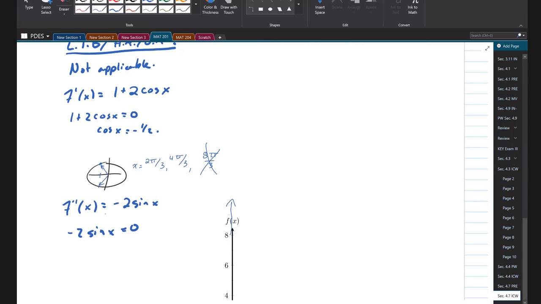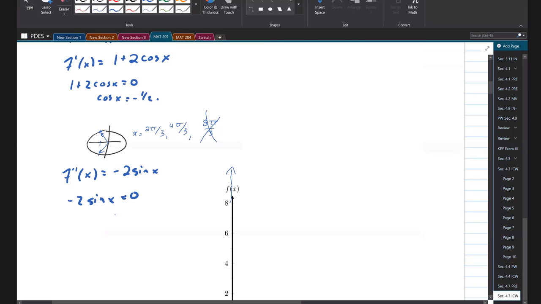So let's see here. Where is the sine of x equal to 0? It's equal to 0 if x is equal to 0. In fact, we could even write a bunch of these. Let's go ahead and write minus pi, 0, pi, 2 pi, 3 pi. But this one and this one are not in my interval. Right?